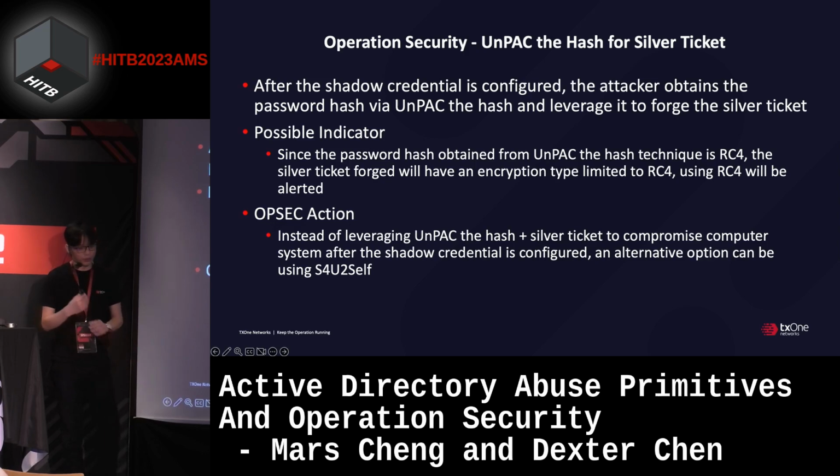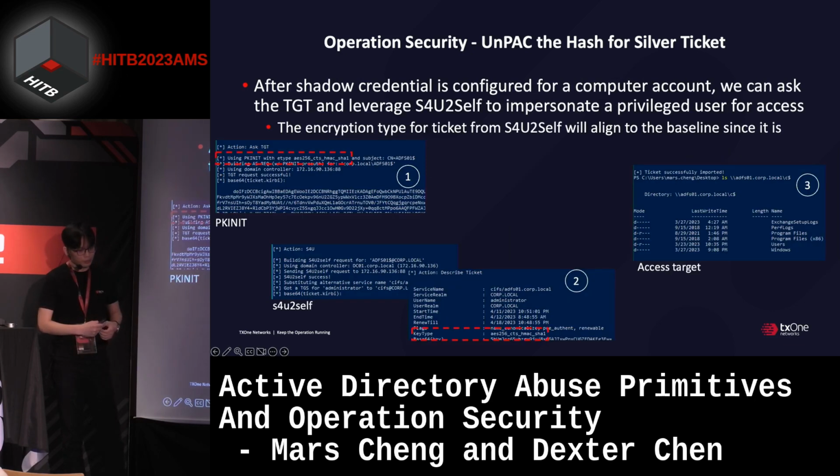So a way to counter this is that when we're configuring the shadow credential, instead of leveraging UnPAC the hash and server ticket, we can leverage S4U2self to impersonate a privileged user for access. So here we're seeing in the first picture that we're performing the S4U2self through PKINIT.